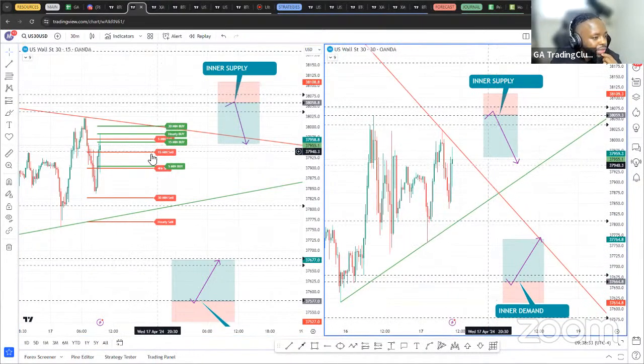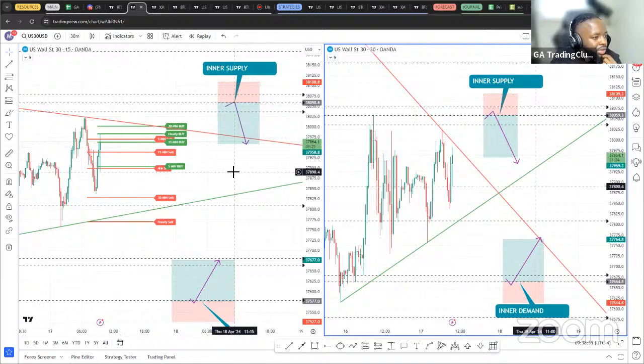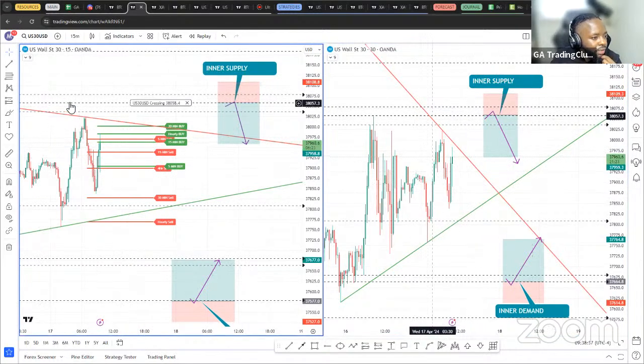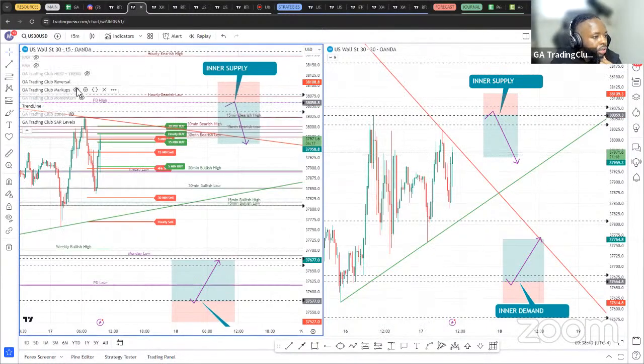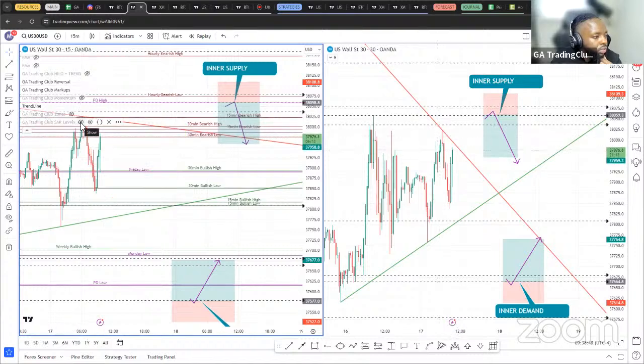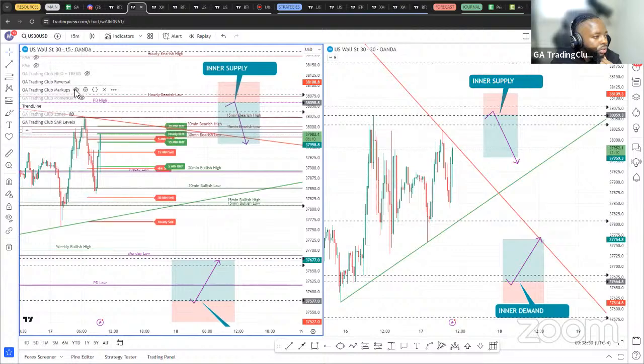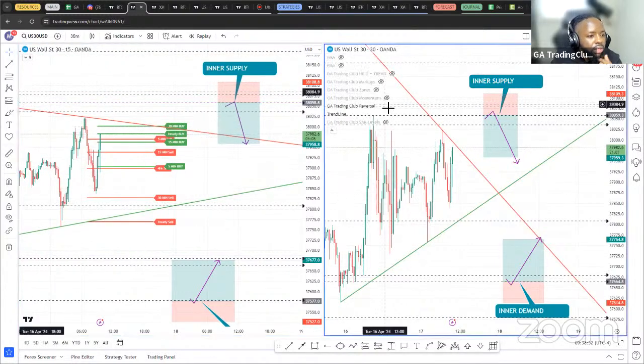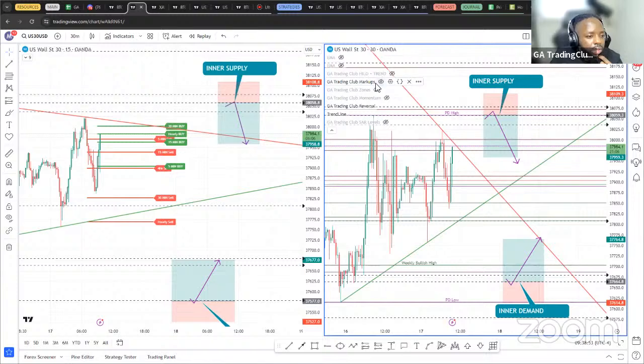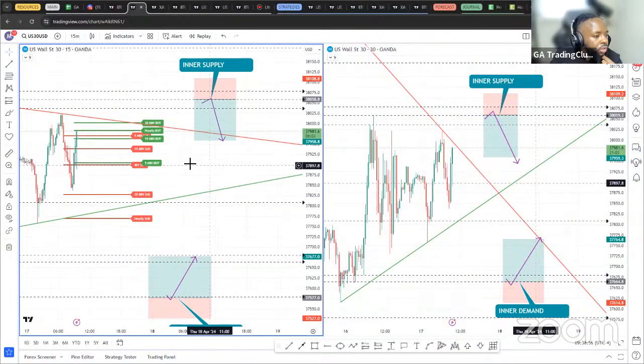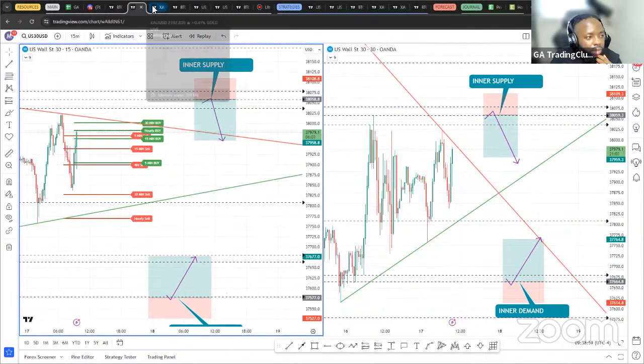So right here for US 30 on the 15 minute, we might get this sell. Price is closer to this supply area at the very top. Actually, what I'll do, let me do the markups on this other side. All right, so we might get to that entry right there.